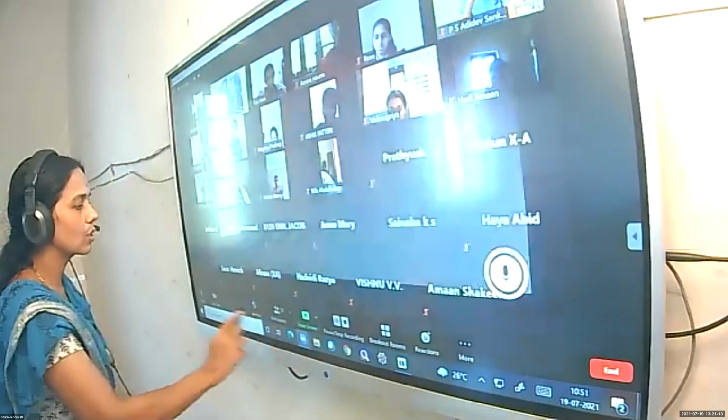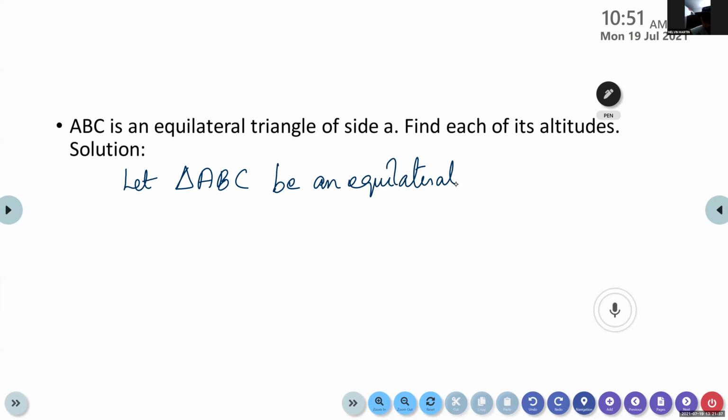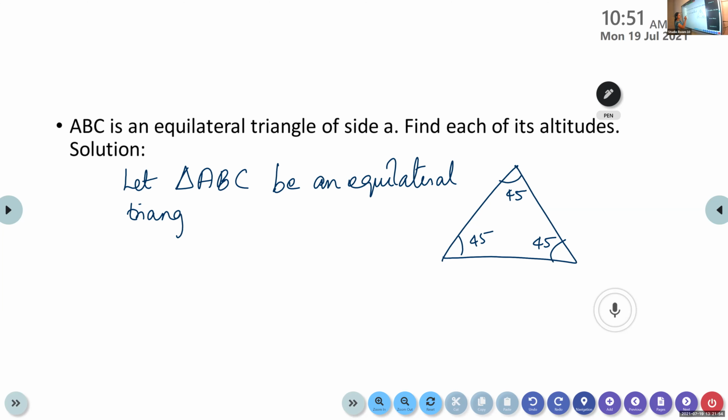So now it is given as an equilateral triangle. What do we know about an equilateral triangle? All sides are equal and each angle is 90 degrees. Sorry, 60. Each angle is 45 degrees? No. How will you get 45? If it is 45, will you be getting 180? Angle sum property should be satisfied. Equilateral triangle means each angle will be 60 degrees.